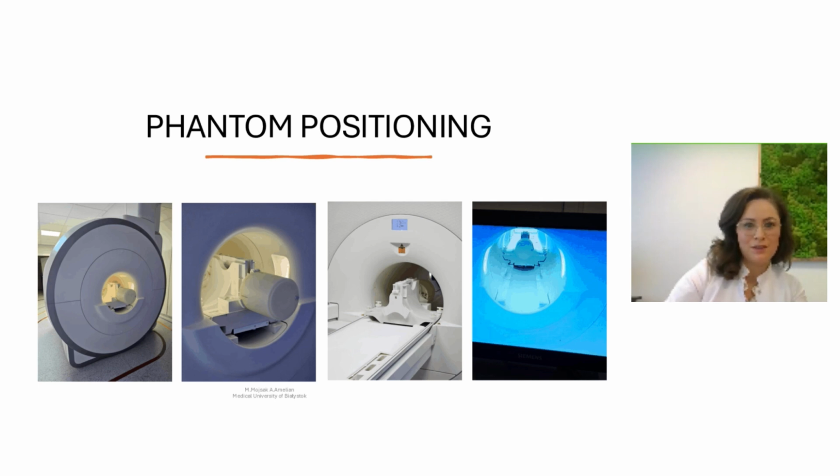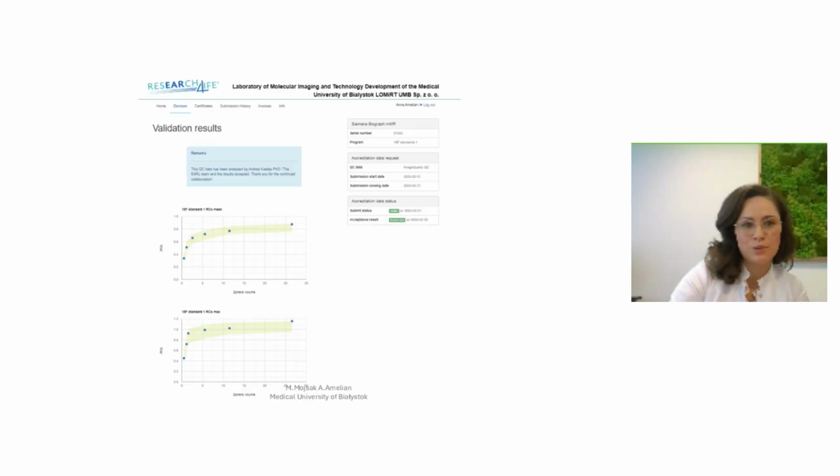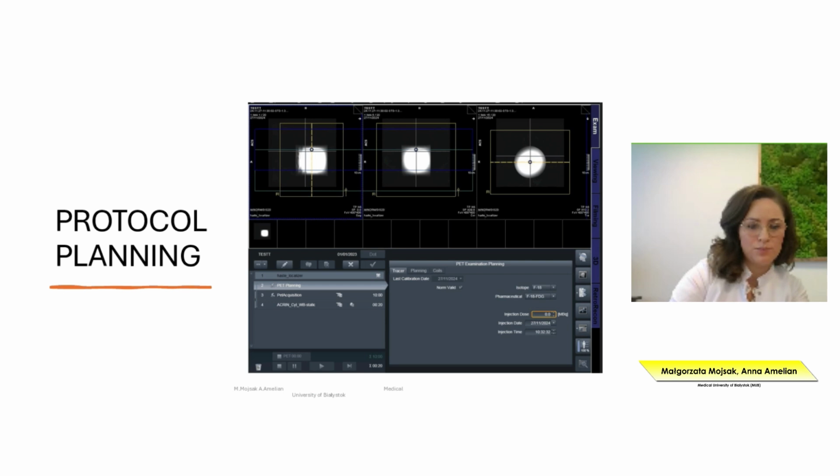Here you can see some pictures of how to position the phantom in our scanner. You can see that the phantom is cylindrical. It is labeled in the central field of view. These are the results of the validation for standard 1 that have been approved. They meet the criteria, and you can see what it looks like. You can see that all the parameters are correct.